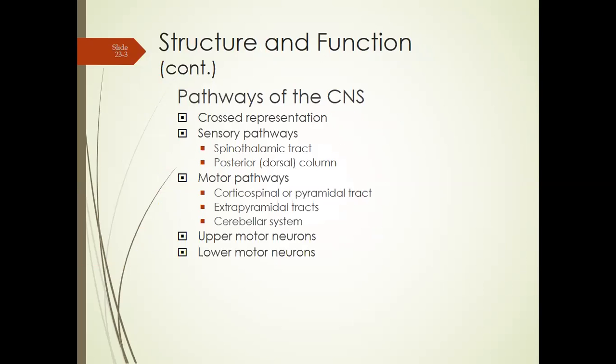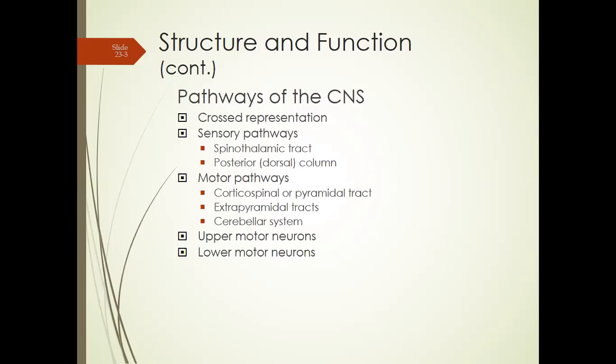Now, we are talking about the pathways of the CNS. Firstly, the sensory pathways, which include the spinothalamic tract and the posterior or dorsal column. Next are the motor pathways. Motor pathway means the corticospinal tract, also known as the pyramidal tract. Now, the extrapyramidal tract and the cerebellar system.